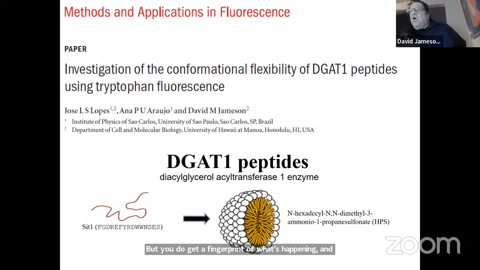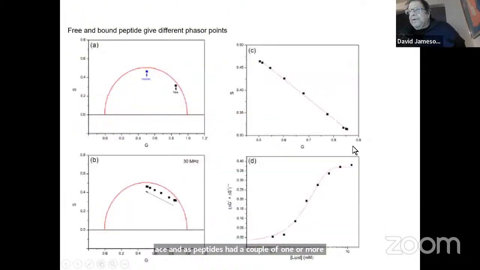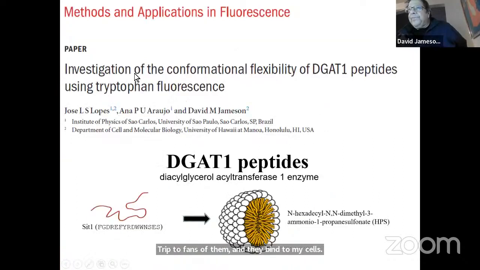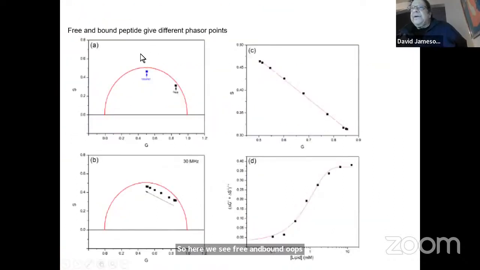Here's an example from Jose Lopez, a postdoc in my lab who came from Brazil, and he's working on peptides derived from an enzyme, diacylglycerol acetyltransferase. His peptides had one or more tryptophans in them, and they bind to micelles. So here we see free and bound. In the absence of micelles, the point came here for those two tryptophans in the peptide. Now you put in an excess of micelles and it goes to a different location.